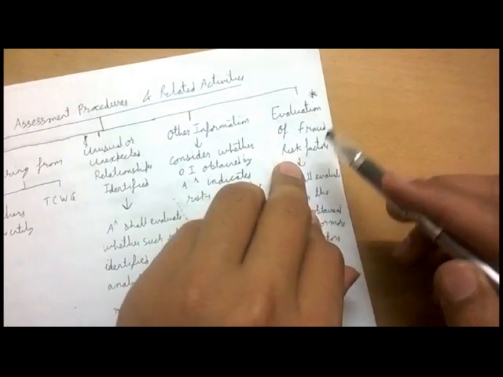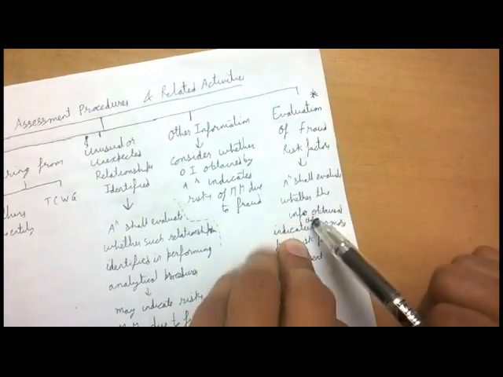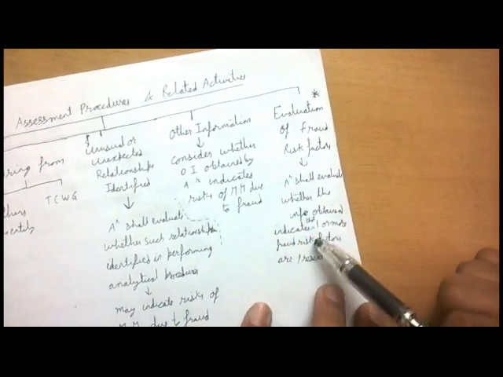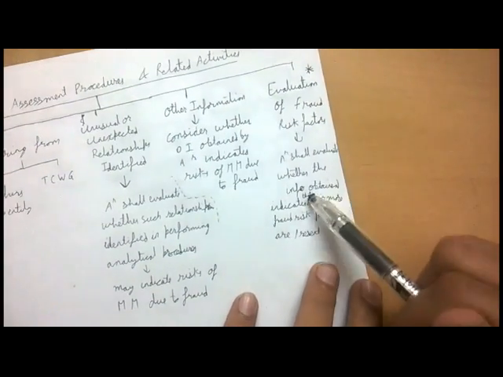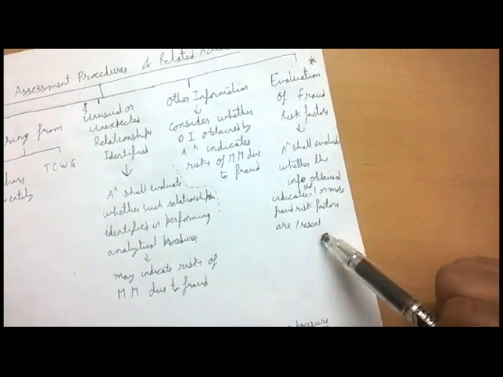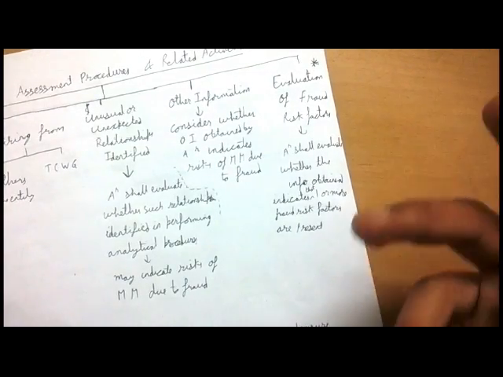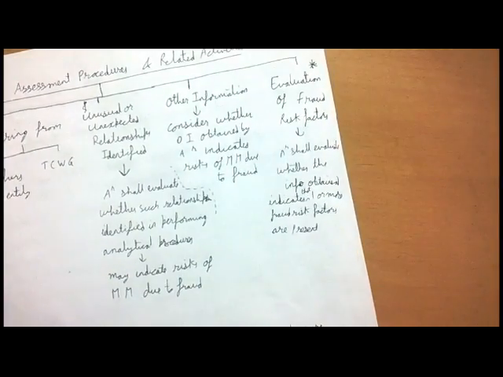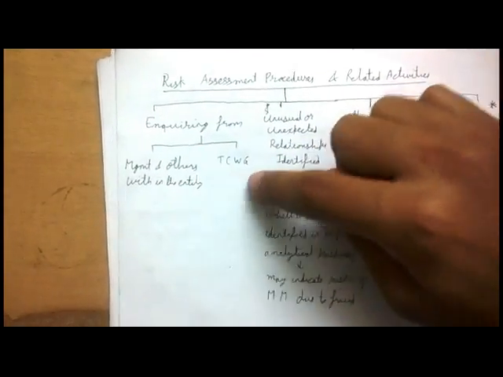I've already told you what fraud risk factors are. The auditor shall evaluate whether the information obtained indicates that one or more fraud risk factors are present or not. So for the information which he has obtained, evaluate whether there are some fraud risk factors present. Now, the main thing which we are going to discuss is the inquiry from the management and others within the entity, or TCWG.